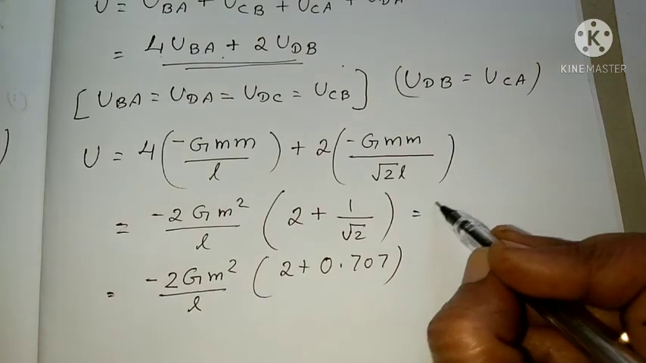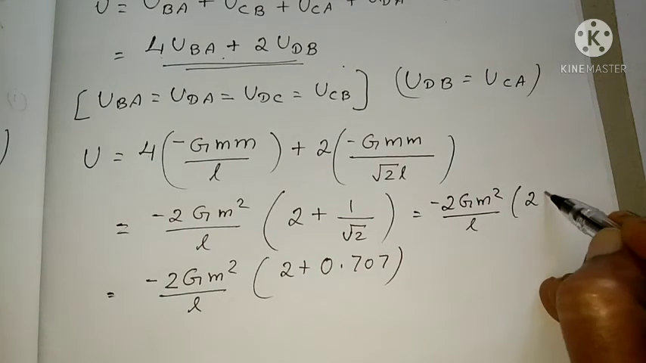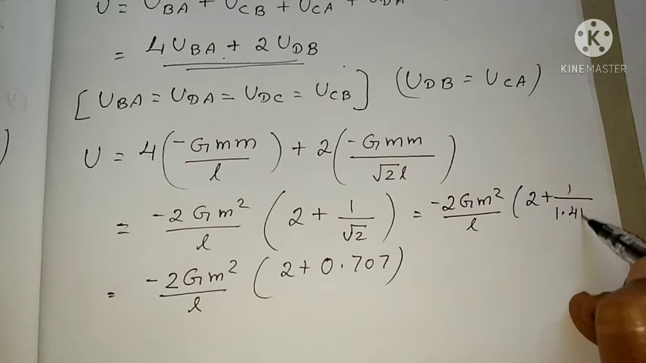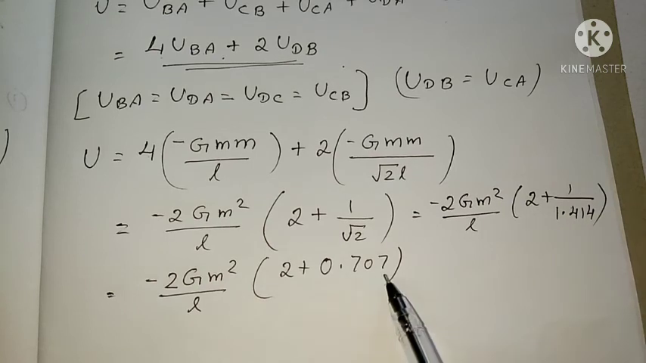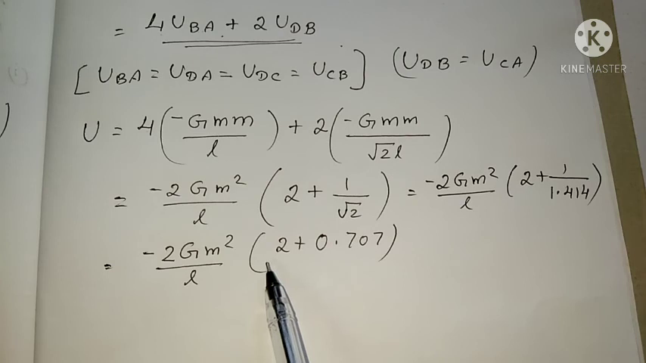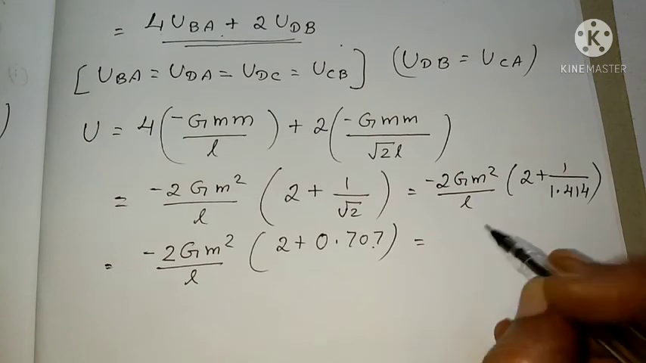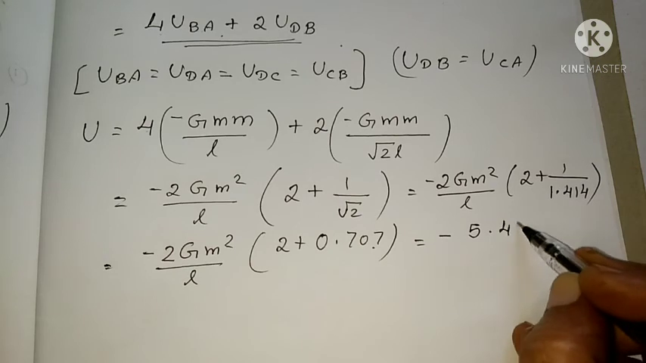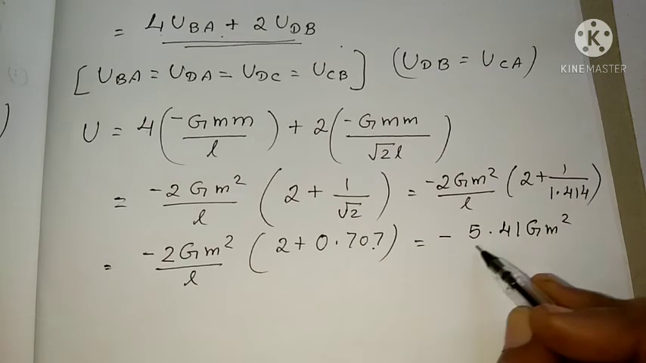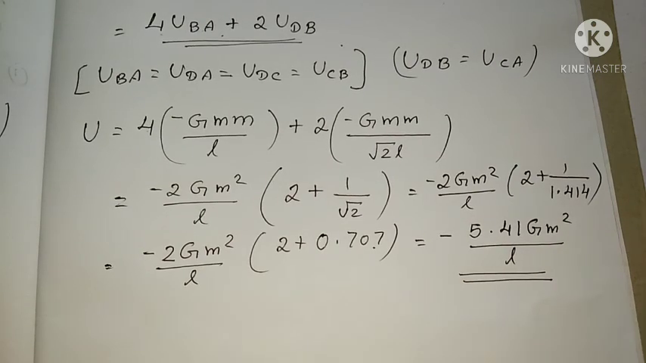Otherwise, we can write one more equation here, minus 2 G m square by L into 2 plus 1 by 1.414, that is the value of root 2. When you divide this one, we get the value of 0.707. Then after adding these two and multiplying with 2, we get the answer, minus 5.41 G m square by L. This is the value of the total potential energy of the system of particles using the principle of superposition.